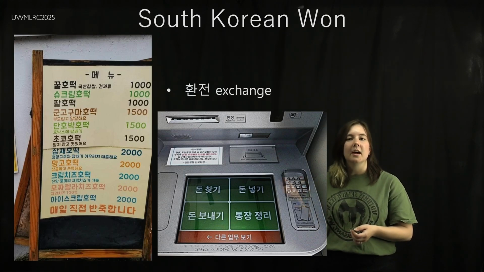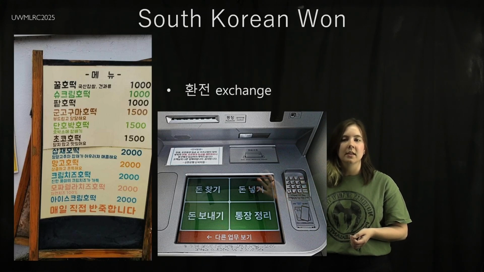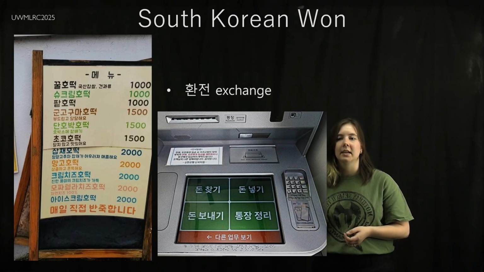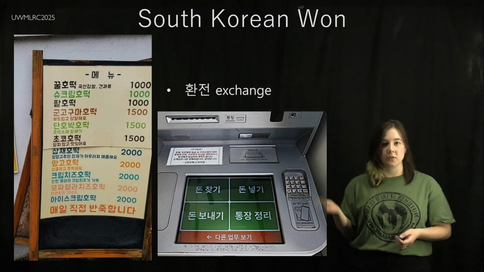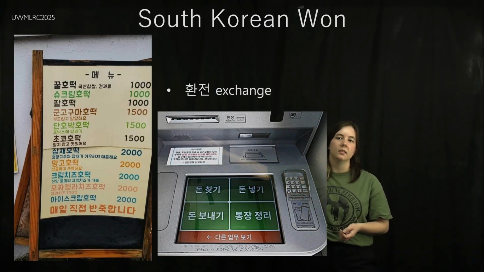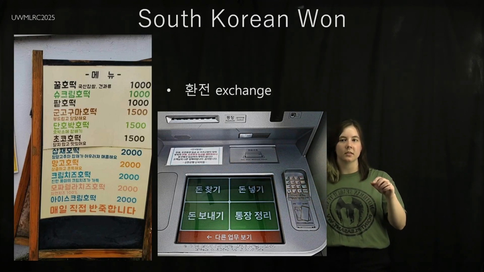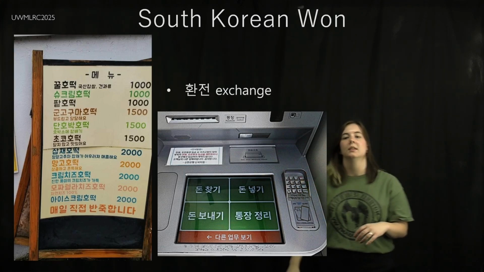Kkul hotteok is like honey hotteok, but you can get more expensive kinds like choco hotteok, that's 1,500 won. Or you can get 2,000 won, like ice cream hotteok with ice cream. So you'll notice here they drop the comma between the thousands and hundreds column, so there's no comma there.